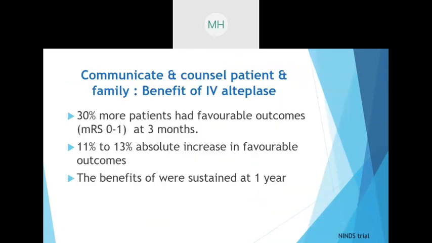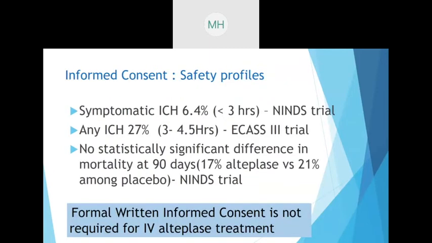Another important thing is to communicate with the patient and family. We need to inform them of the benefit of alteplase. About 30% of patients have a good outcome within 3 months, and we need to inform them that there is a risk of intracranial hemorrhage of less than 7% for thrombolytic therapy.